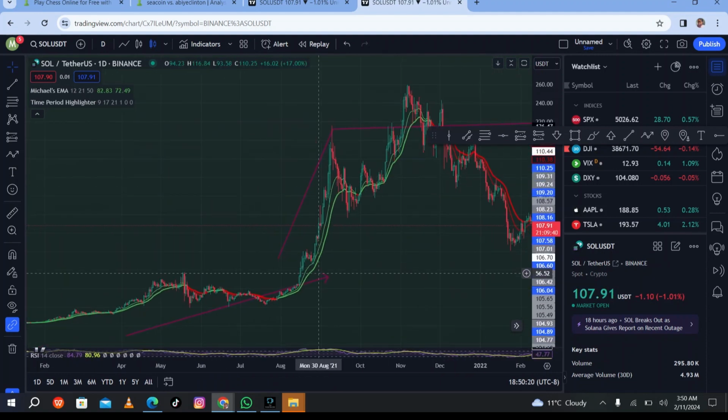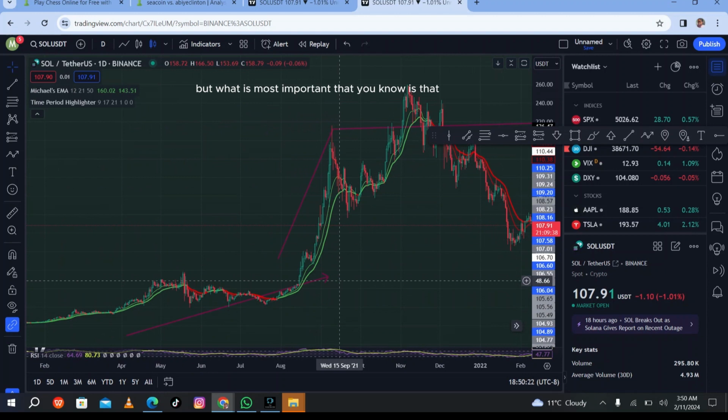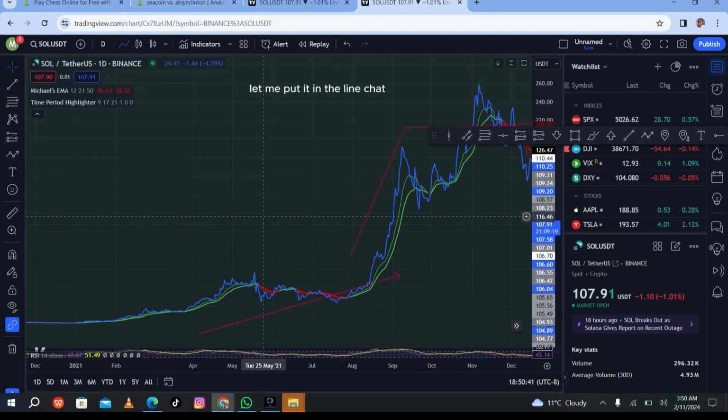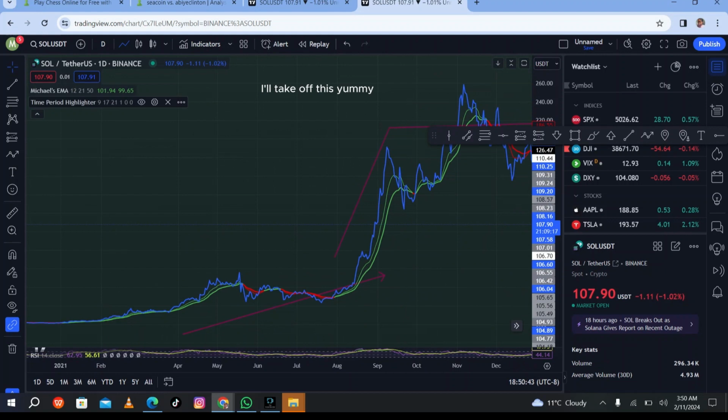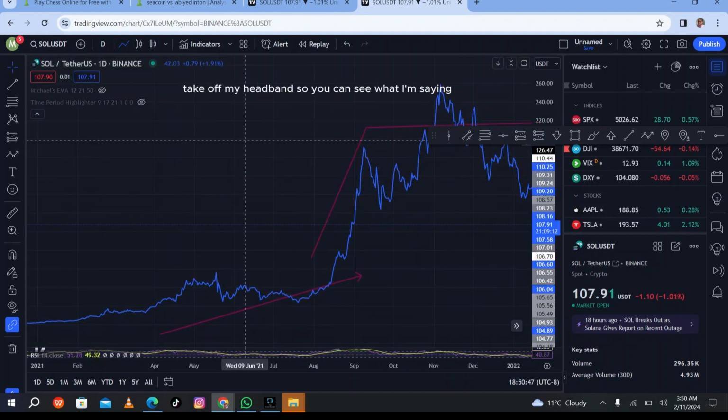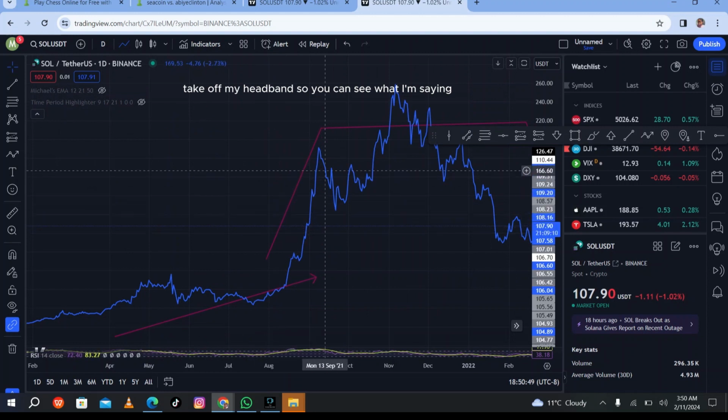But what is most important that you know is that markets don't move from uptrend to downtrend. Markets move from uptrend to a range to downtrend. Up, neutral, down. Up, neutral, down. Like you can see here, you see up. Let me put it in the line chart so you can see what I'm saying. I'll take off this EMA, take off Michael's band, so you can see what I am saying.